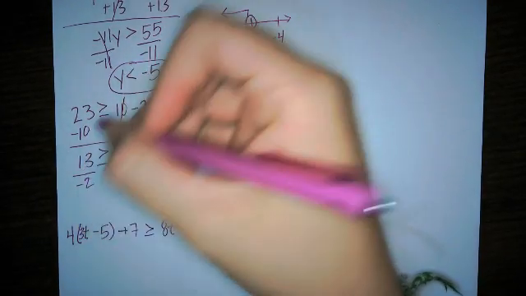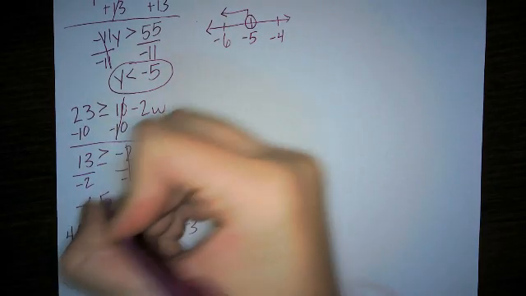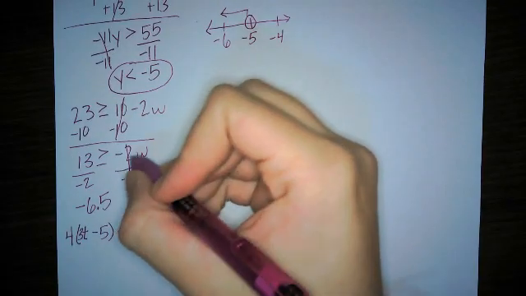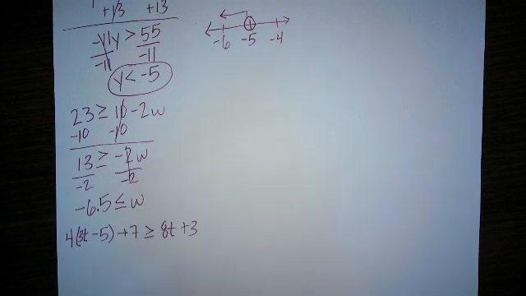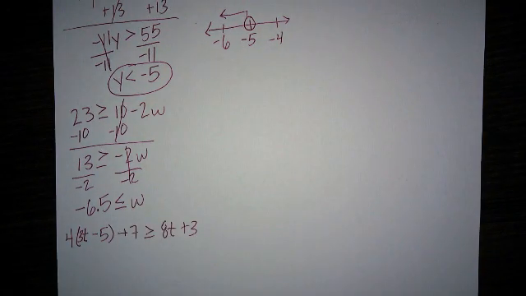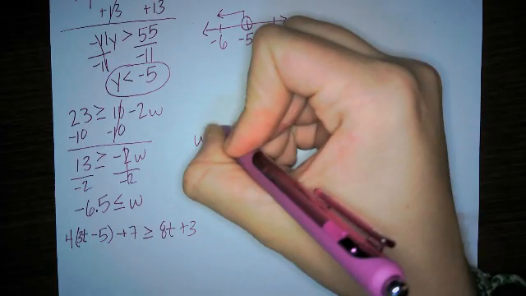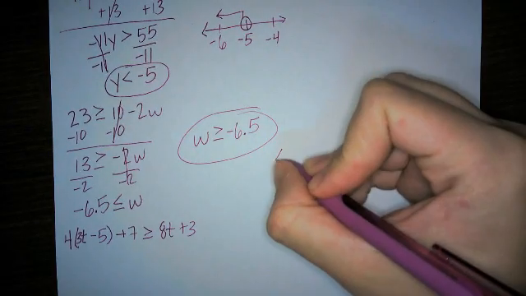Okay, so 13 divided by negative 2, we're going to get negative 6.5. Or you could honestly leave it as an improper fraction or write it as negative 6.5. Since we divided both sides by a negative, the sign flips, and we're just left with w. But remember, we want to write that variable first, so we're going to write it as w is greater than or equal to negative 6.5 as the answer.